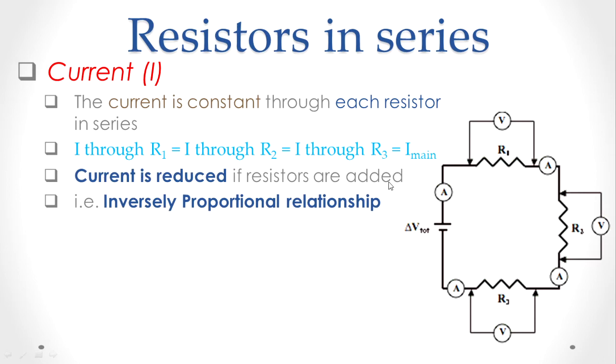Current is reduced if resistors are added in series. Why is that? Because if you add resistors in series, the equivalent resistance increases, and therefore current will decrease, and that is the inversely proportional relationship between resistance and current in a series connection. It's very important to keep in mind that this is a series connection and it acts differently to a parallel connection.